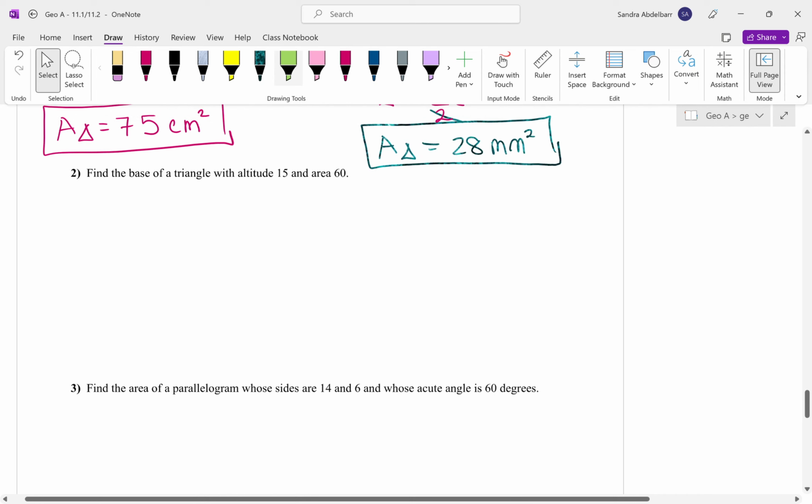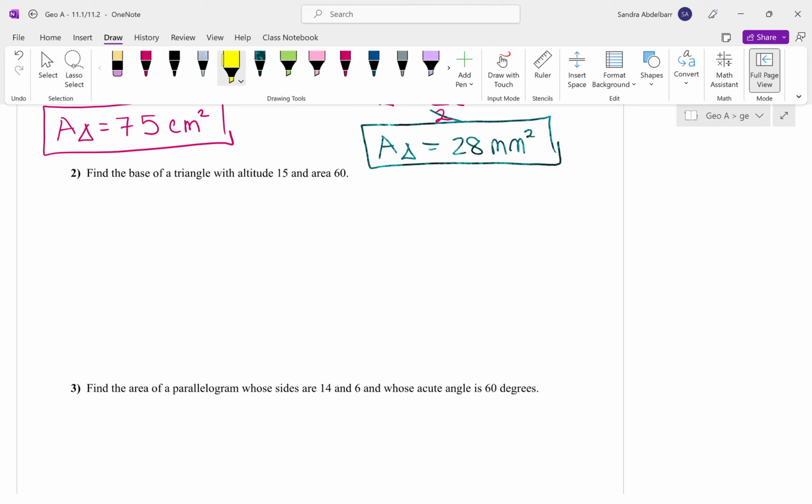All right, now I'm switching things around. It says find the base of a triangle with an altitude of 15 and an area of 60. So key points here. They said triangle and area. I see triangle, I see area in the same problem. I immediately write down the area of a triangle formula. So area of a triangle is half the base times the height. But they're telling us the area is what? The area is 60. So where am I putting that 60 in for?